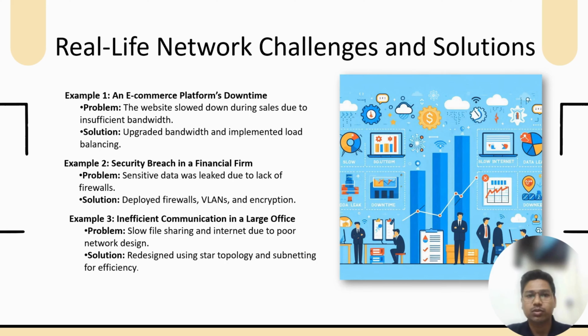Let's look at some real-life examples to understand why proper network design is crucial. Example 1. Take an example of an e-commerce company that faced severe slowdowns during a peak sale. Customers could not place orders, leading to a revenue loss. The problem was insufficient bandwidth. The solution was to increase bandwidth and use load balancing, which separates the traffic across multiple servers.